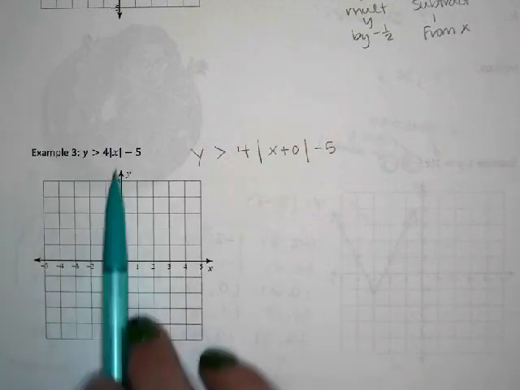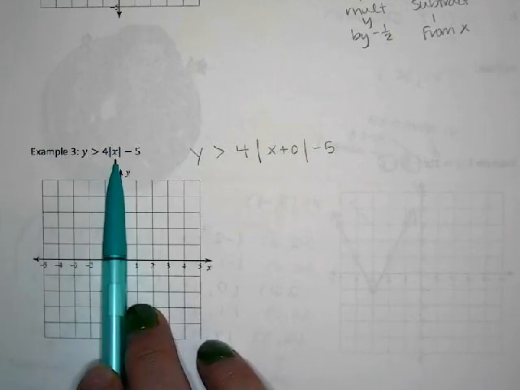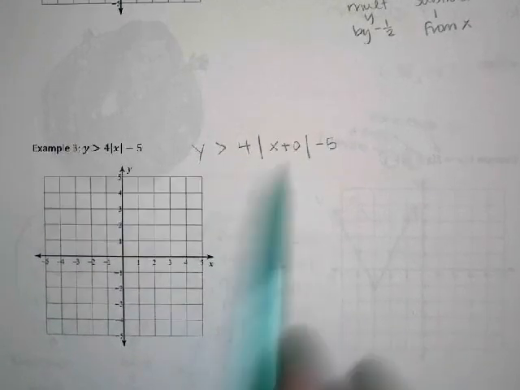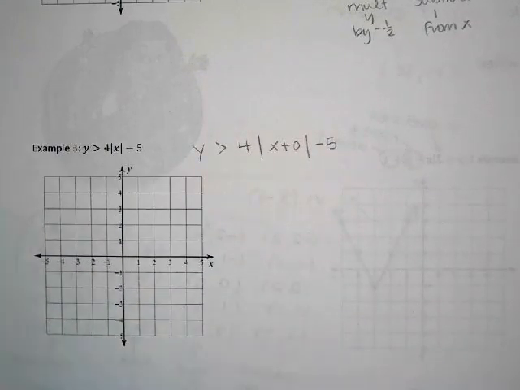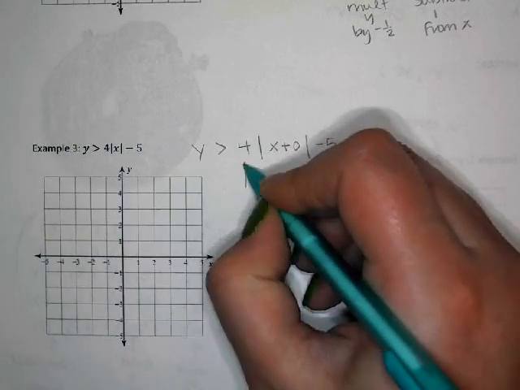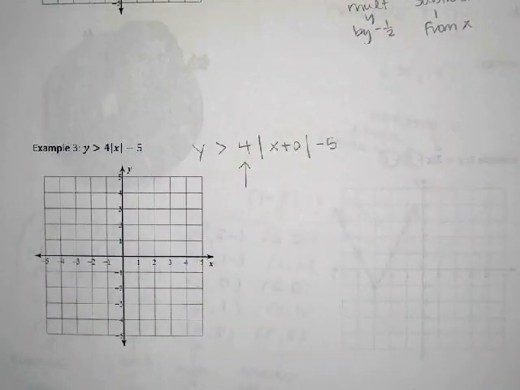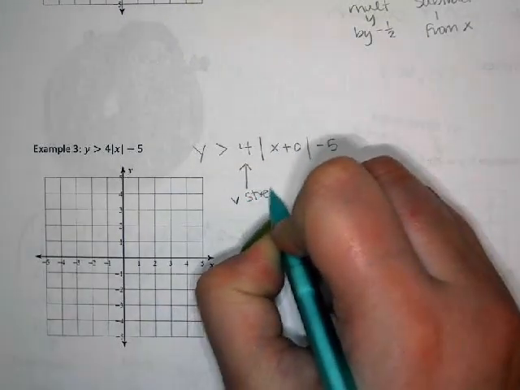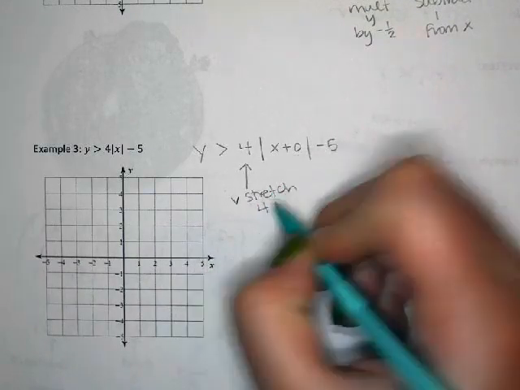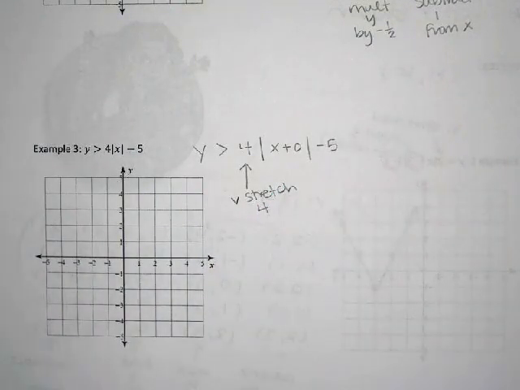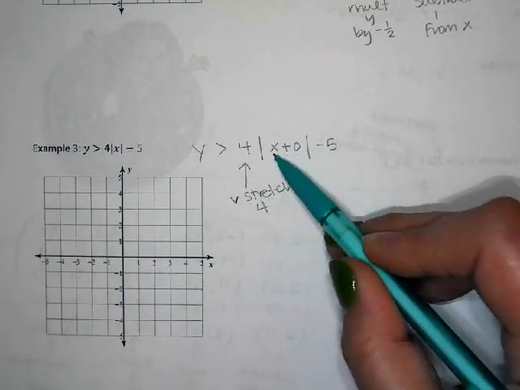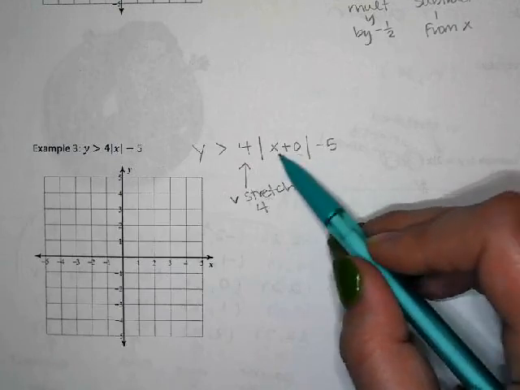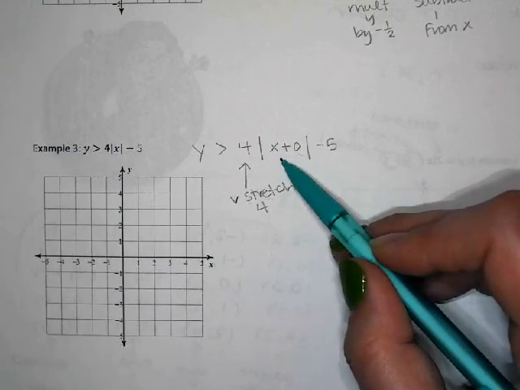Okay, so there's a 4 in the front. What does that 4 mean? Stretch. So vertical stretch of 4. This graph is going to be very skinny, really skinny graph. There's a 0 inside. So what is this graph not doing? What movement are we not seeing? No left, no right. It's going to stay right in the middle. And then it has a -5 on the end. What is that? Down 5.